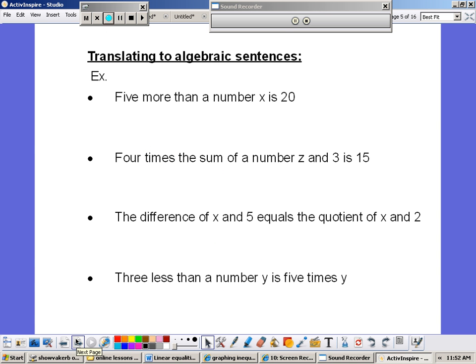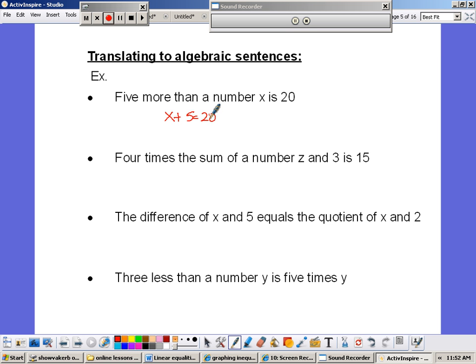Okay, translating to algebraic sentences. Okay, I like to read the question and then go back and see what I have. 5 more than a number x is 20. So I have 5 more than x. That means x must come first because they're talking about it as if you're comparing to x. So x plus 5 is 20.